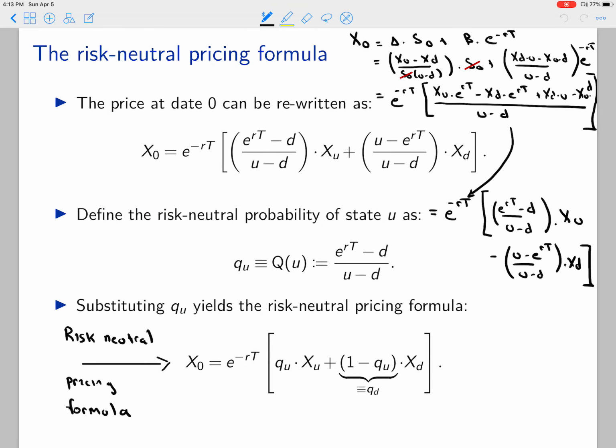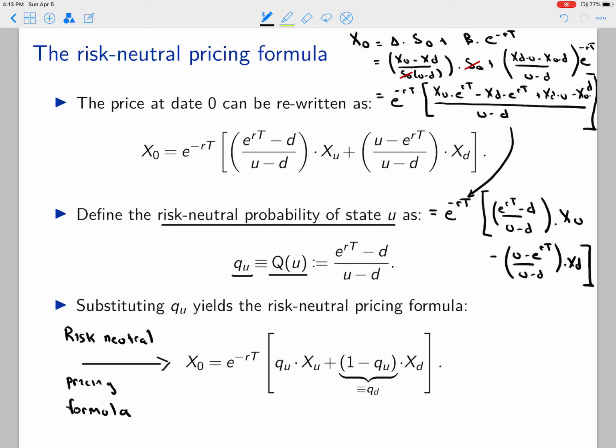Okay. We're now going to simplify this in a big way. And this simplification is also going to have some economic interpretation that we'll learn about in the third lecture. The way we're going to simplify it is by doing one quick definition, something called the risk-neutral probability of the upstate. So start by defining the risk-neutral probability of the upstate as Q sub U. Q sub U is equal to (e^rt - d)/(u - d).